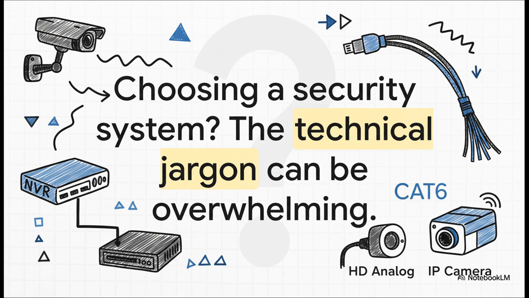I mean, you've seen all the terms, right? IP, HD, NVR, DVR, coaxial, Cat6. It's just a sea of alphabet soup. And getting it wrong isn't just frustrating. It can be a really costly mistake. But hey, don't worry. You're in exactly the right place. We're going to get this all sorted out.